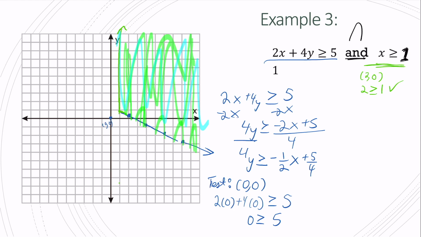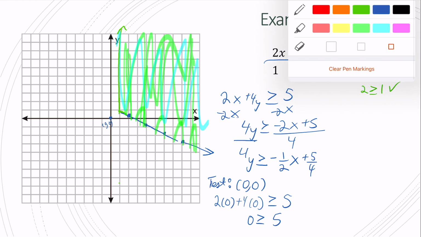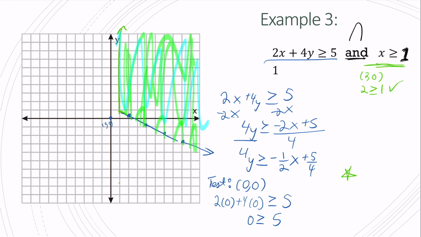That would be our intersection. If I said or, I'd be looking for union, right? Friendly reminder, quick note in orange: or means union, and then I would have wanted everything my graph touched.